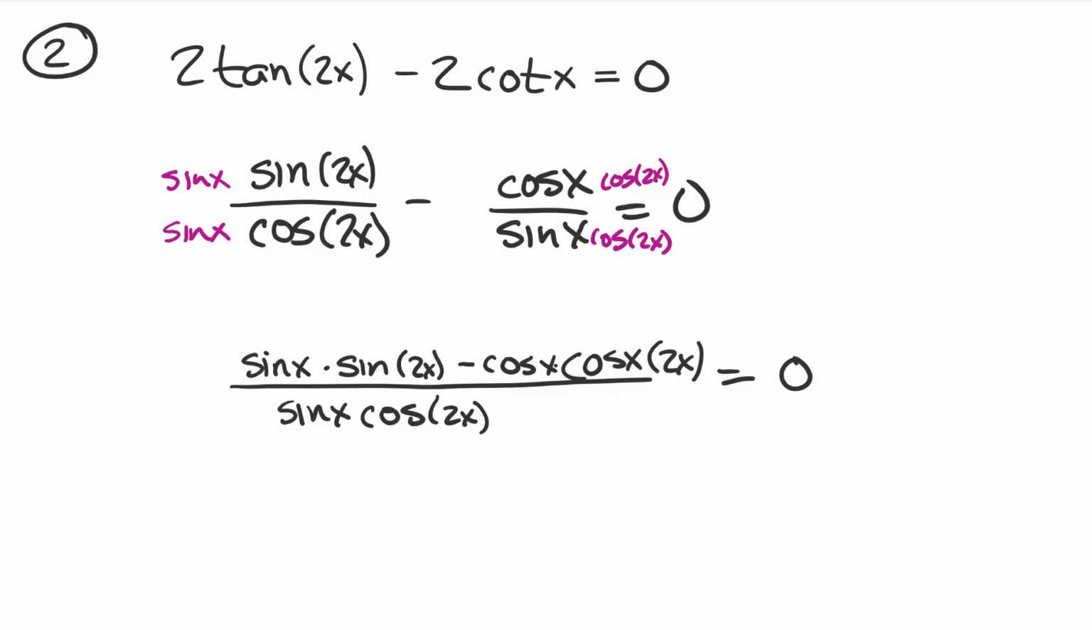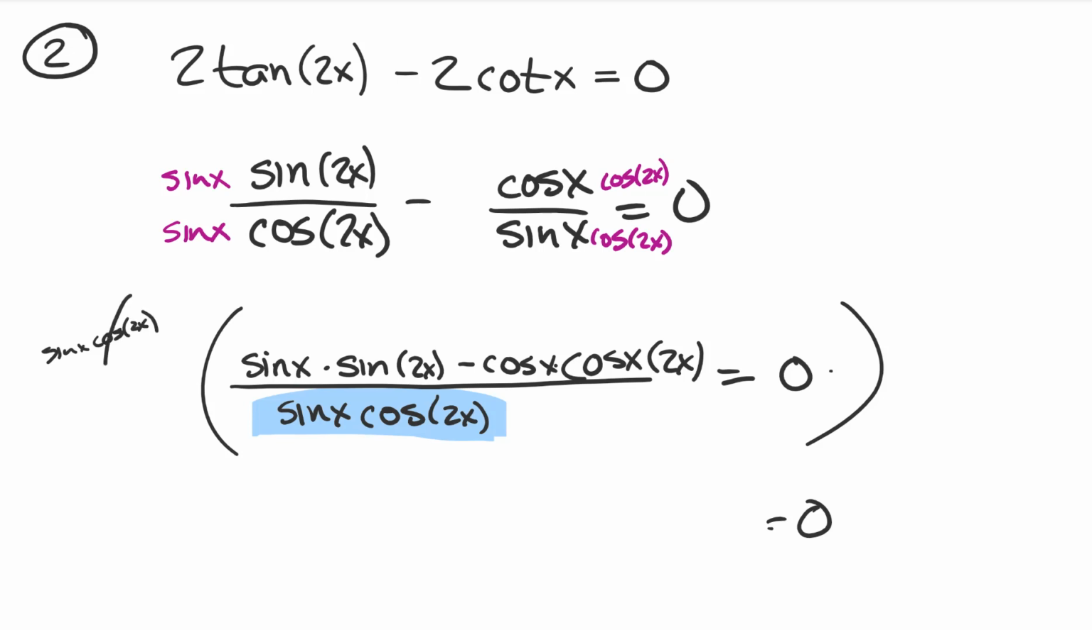Do you know what never is going to make this thing equal 0? Ever. The denominator. So let's multiply both sides by it. What happens? 0 times anything is 0, right? And when you multiply by the sine of x and cosine of 2x, this just cancels and leaves you with the numerator.